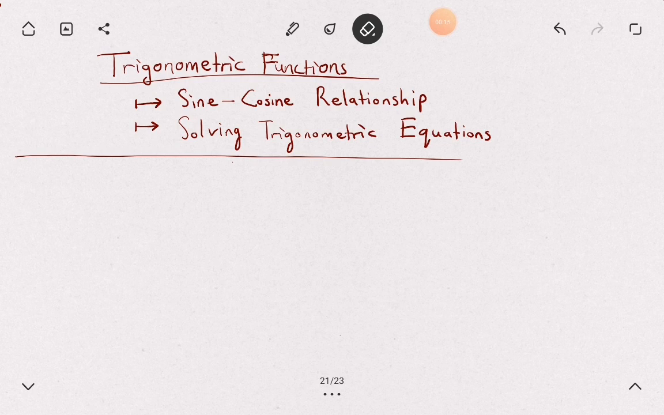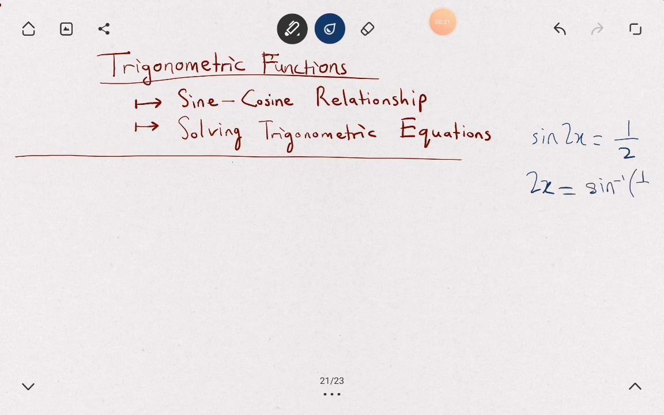For example, sine 2x equals 1 over 2. Okay, then what you normally do is, 2x is then, I think you would have seen this before, the inverse of sine, right? So you'll do this, then you find this out in the calculator. You will get 30 degrees. Okay, so you will say x is 15 degrees.